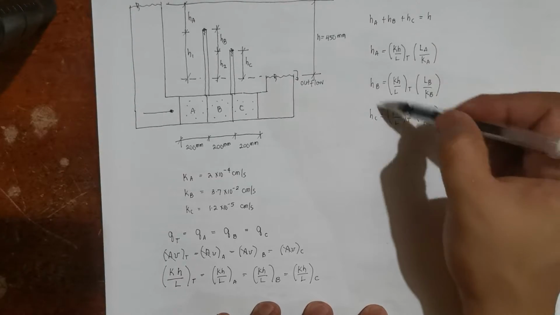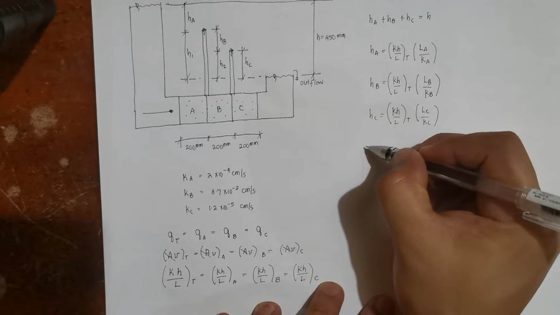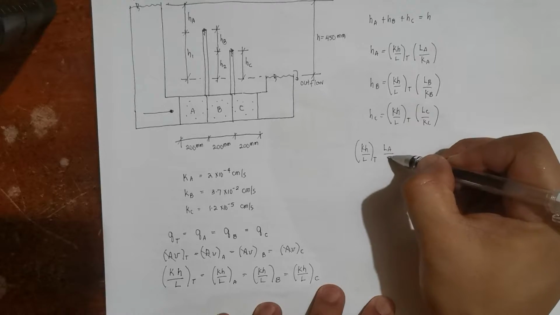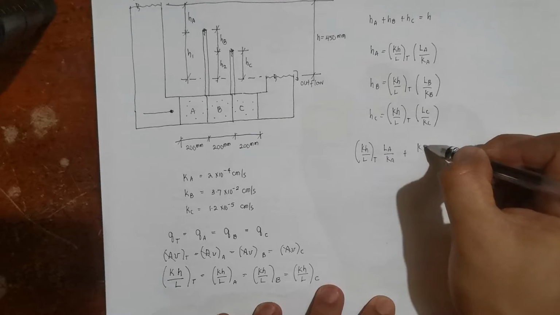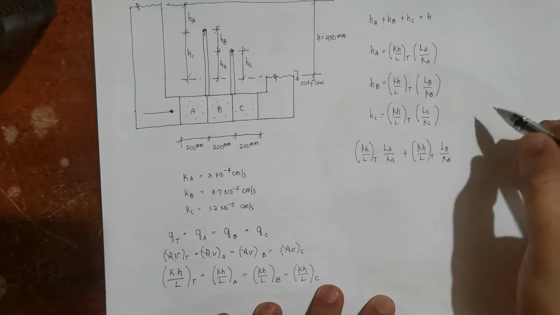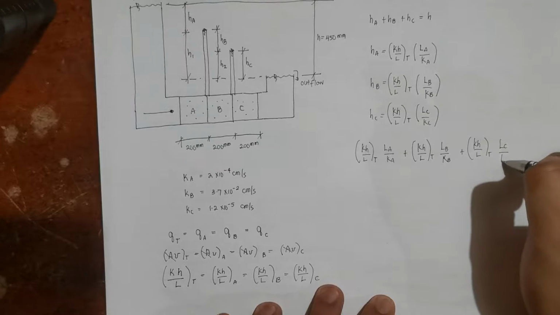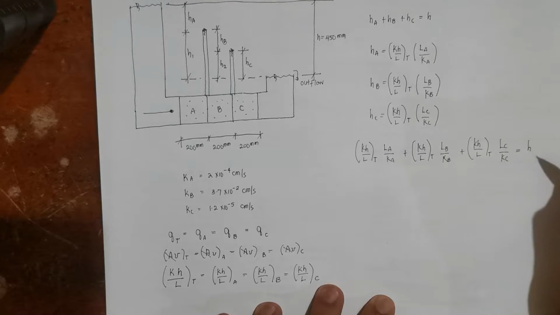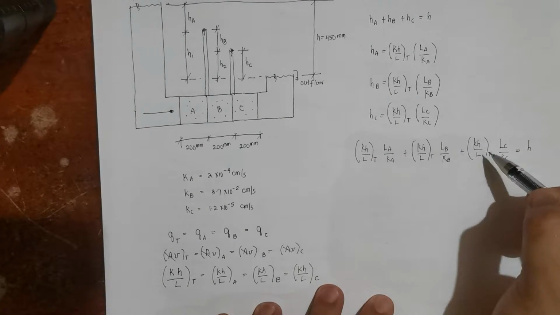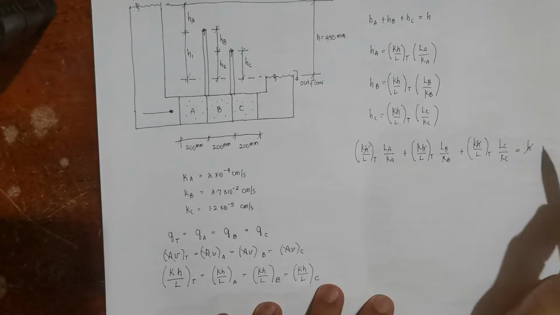So substituting these equations into this equation, we will get KH over L, total parameters, LA over KA, plus KH over L, LB over KB, plus KH over L, LC over KC equivalent to total H. And we can see that each term has a parameter for total head loss. Therefore, we can cancel that.